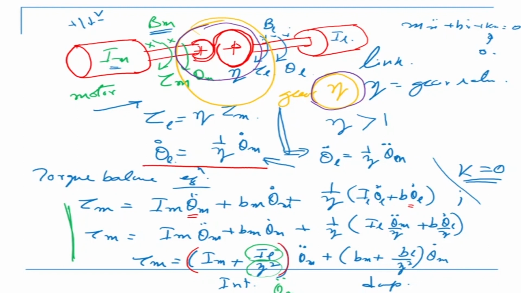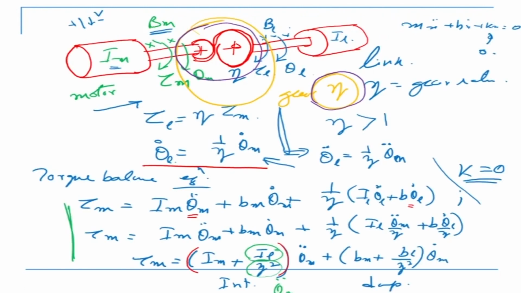Now let's move on further to the actual design of PD and PID controllers. This was a very simple example where I drew a motor, and I had a gear and a link side. And there was no controller here. In this equation, there is no controller.